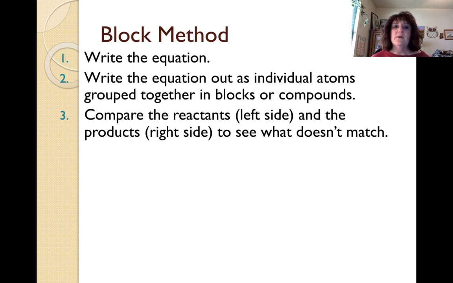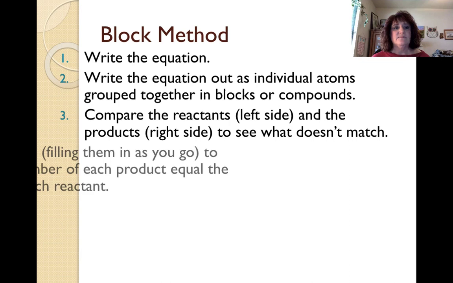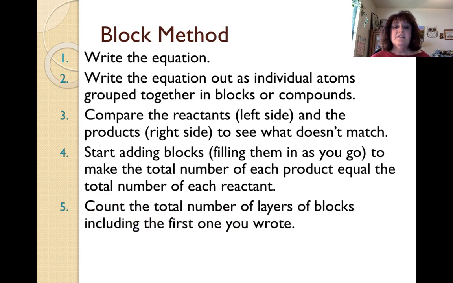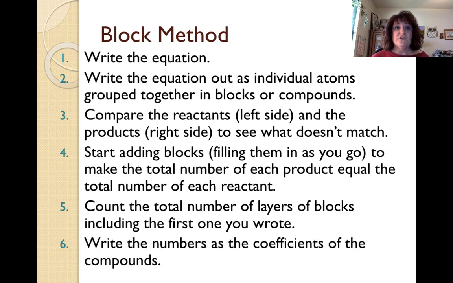Then you compare the reactants, that's the left side, and the products on the right side to see where they don't match. And you start adding blocks, filling them in as you go to make the total number of each product equal the total number of each reactant. Then, once you get everything to be balanced, hence why it's called balancing, you count the total number of layers and those become your coefficients. Let's look at an example.